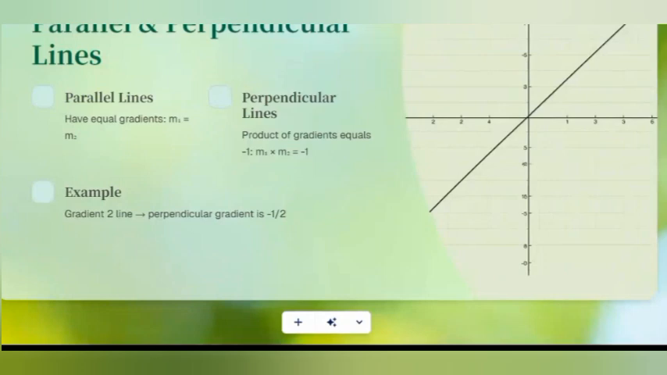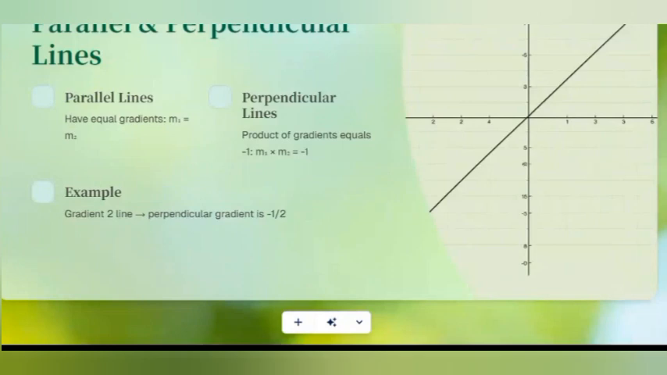The relationship is that the product of the gradients, where you have m1 as the gradient of the first one and m2 as the gradient of the second one, is equal to -1. That's the general rule that applies for all perpendicular lines.